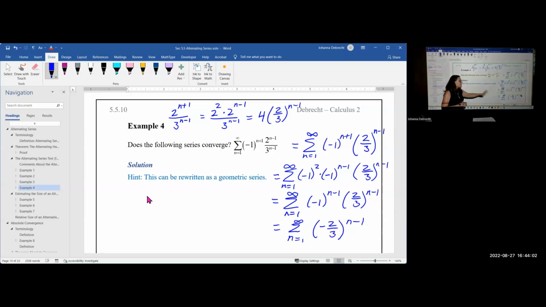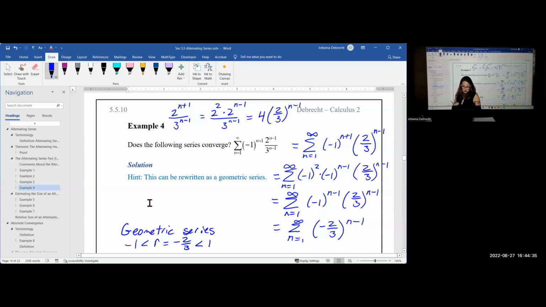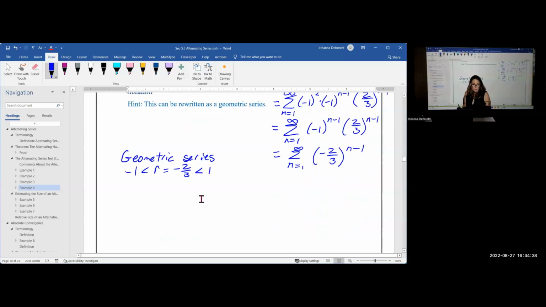And in fact, that is a geometric series, right? We studied geometric series in the first section when we studied series, in 5.2. In this case, the common ratio r is -2/3, which we know is less than 1 and greater than -1. So we know that it definitely converges. In fact, we know exactly what it converges to. It has to converge to a first over 1 minus r.